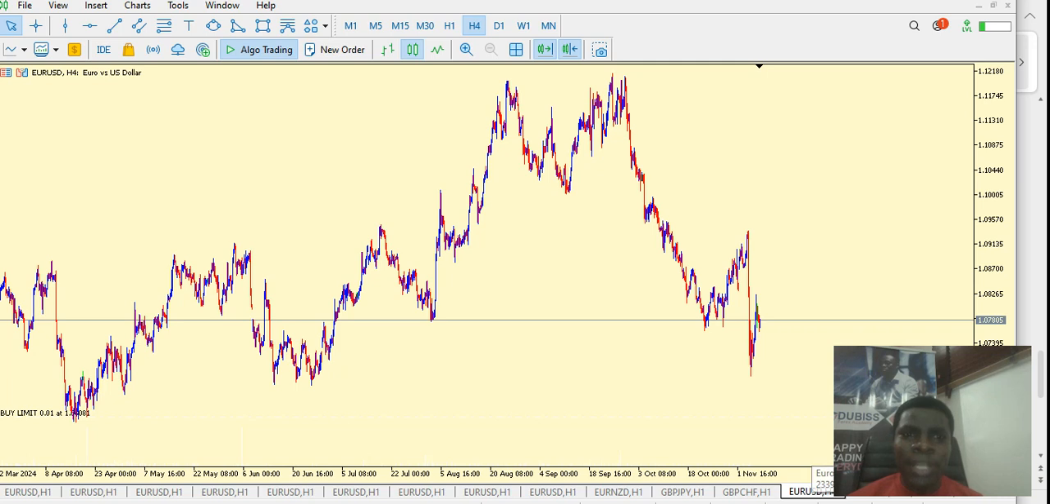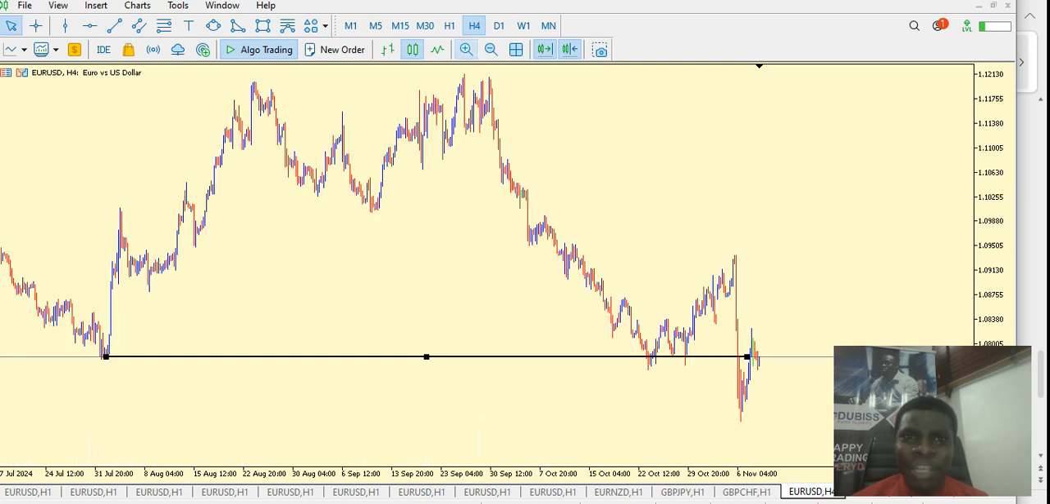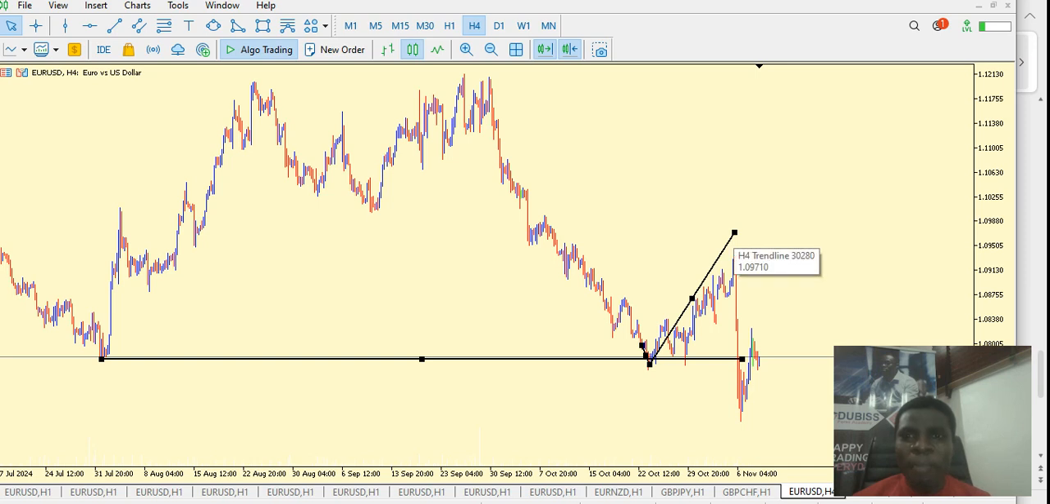This is my EURUSD chart. Initially we have this. This is an H4 chart. I was seeing this on the chart, and remember, whenever you see this equal low, there was liquidity here. Price reacted based on liquidity. But what happened? Price came down to bounce off from there.